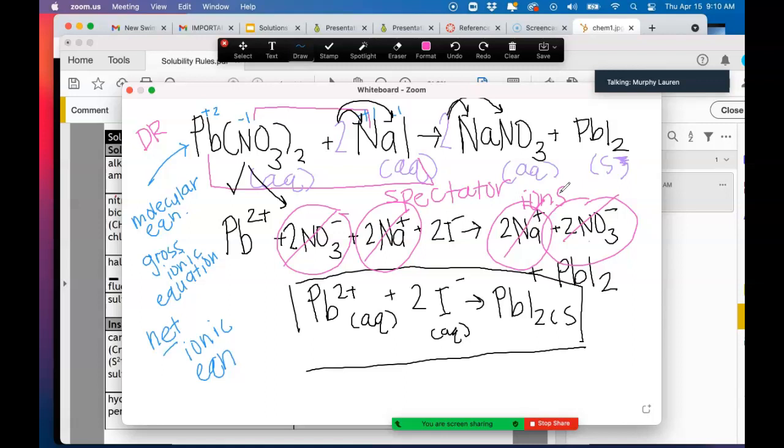The only two ions in this instance causing the reaction are the lead and the iodide. The sodium and the nitrate do nothing. They just sit in there and mind their own business. They do literally zero things. It's really these two ions forming the precipitate that cause the reaction. Okay?